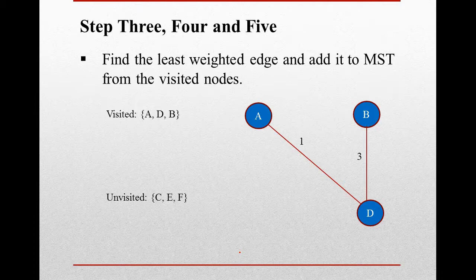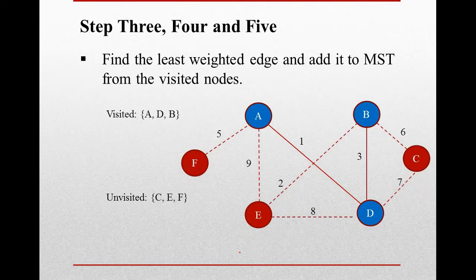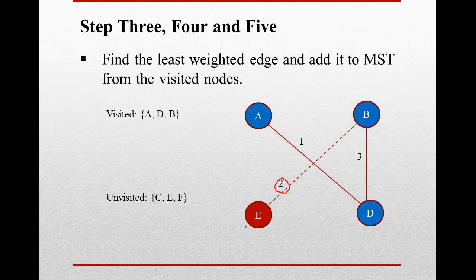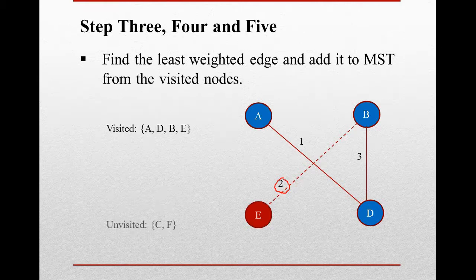Now we need to consider all the edges connected from A, D and B to C, E and F. These are the edges we need to consider, because they are highlighted as dotted lines. So we need to pick the best one. The best one in this case is 2, because all the others have higher weights. So we add BE to the MST. We discard all the others and we update the visited set to ADBE, because E is also visited now, and we remove it from the unvisited set.